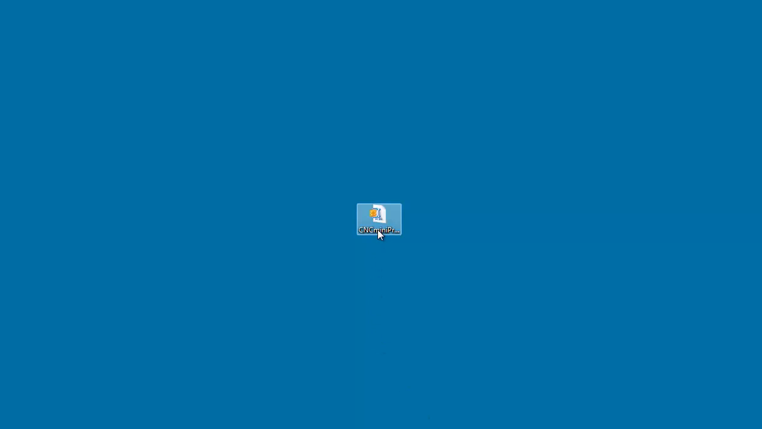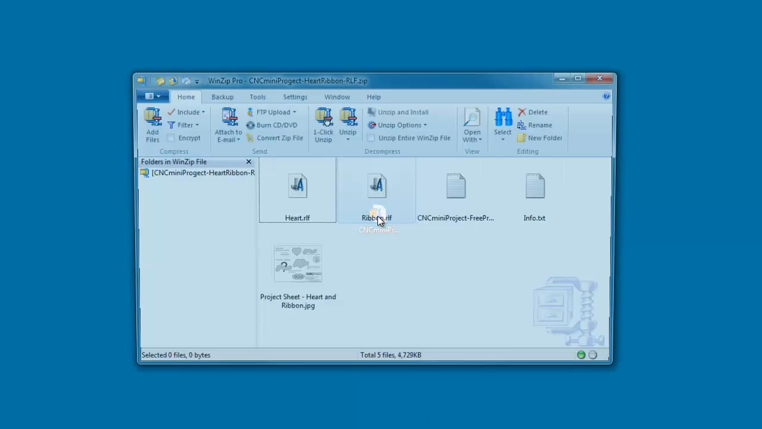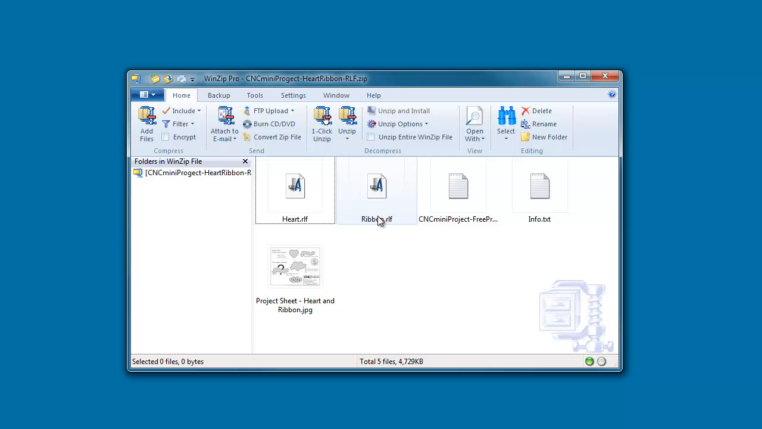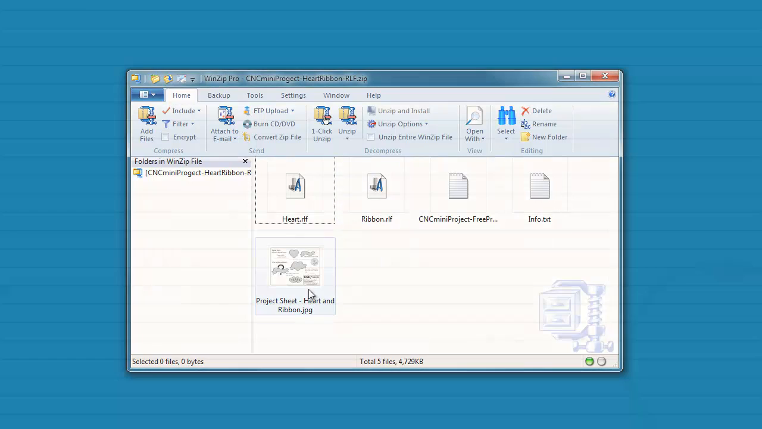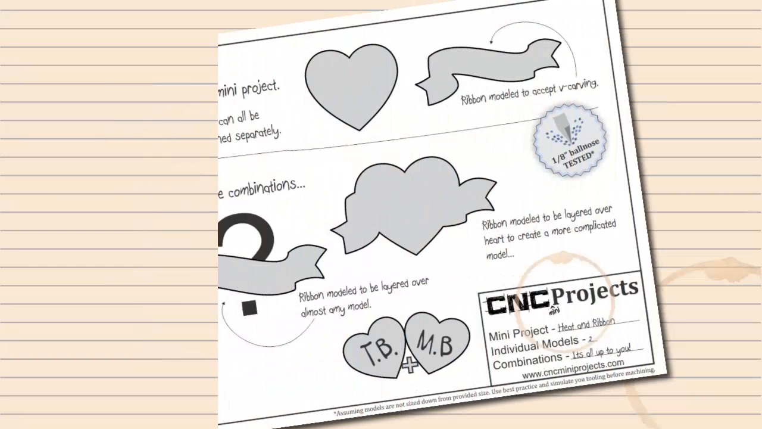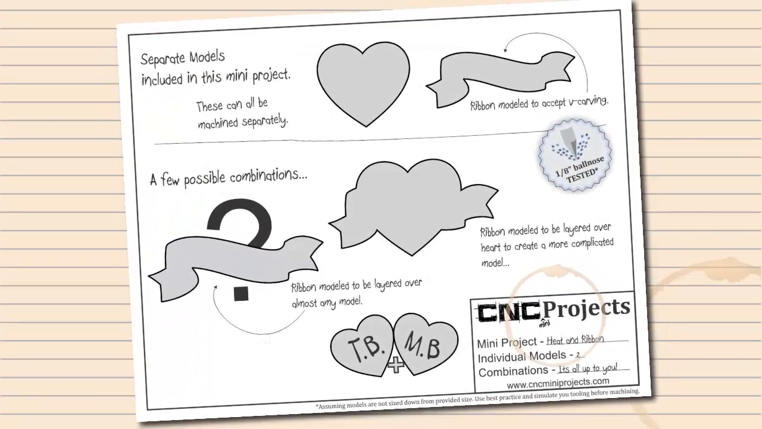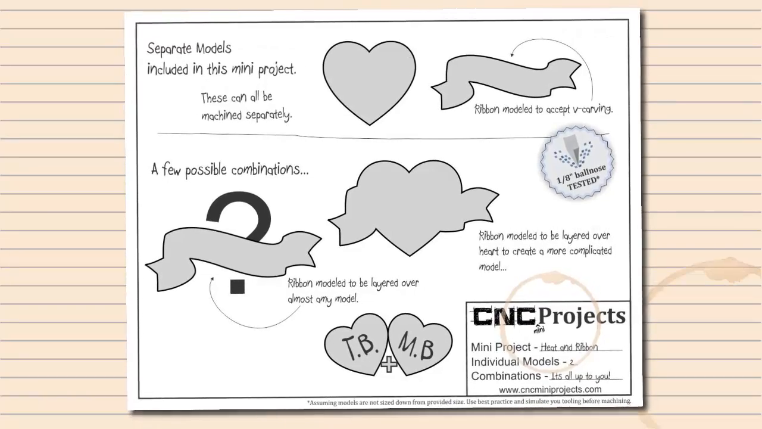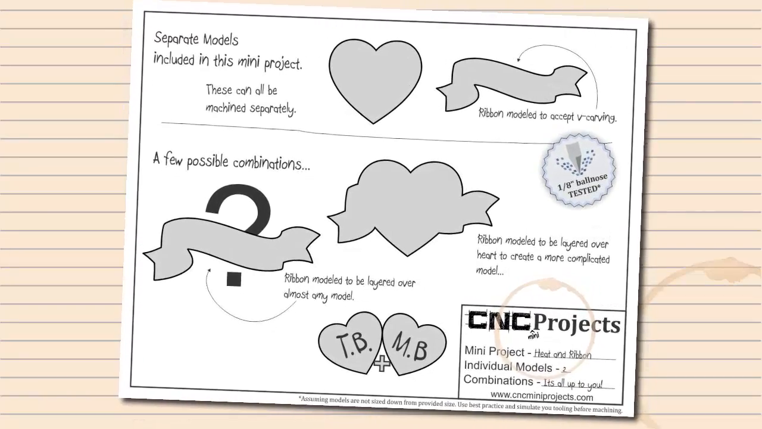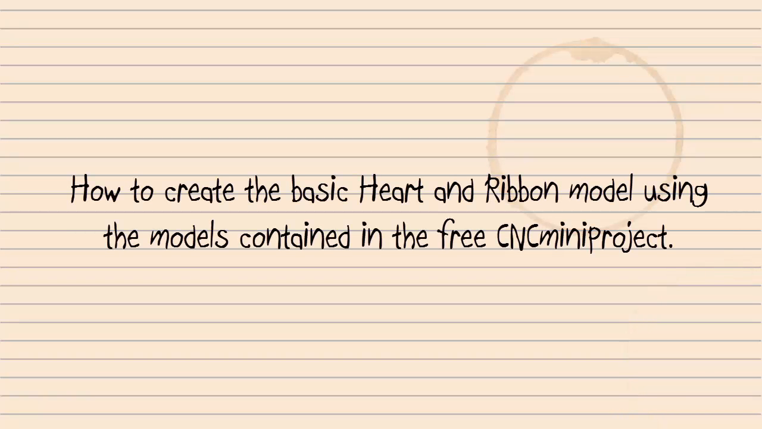We are assuming that you have downloaded the free Heart and Ribbon CNC Mini Project and unzipped it someplace where you can find it. You may want to print out the project sheet and have it handy for inspiration or for quick reference. The project sheet was reviewed in the first video in this series, so we will not be going over it in detail here. How to create the basic heart and ribbon model using the models contained in the free CNC Mini Project.